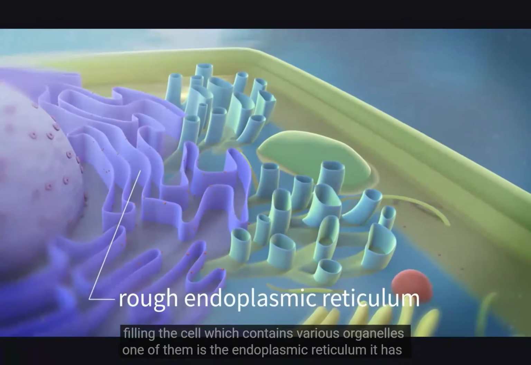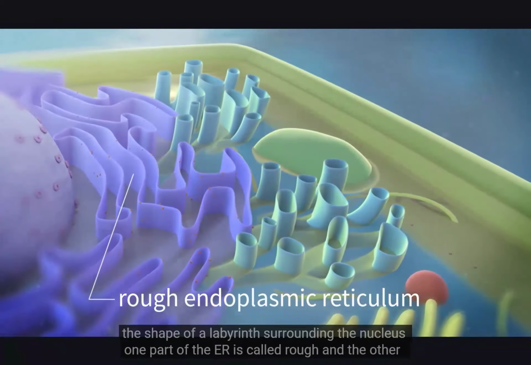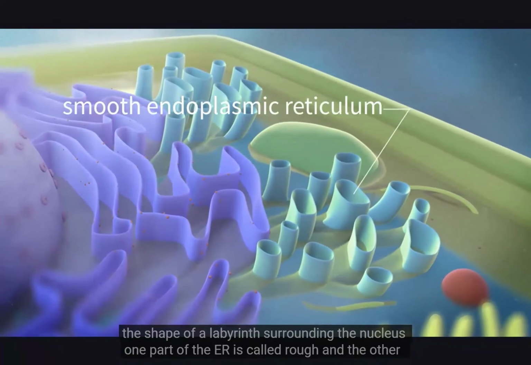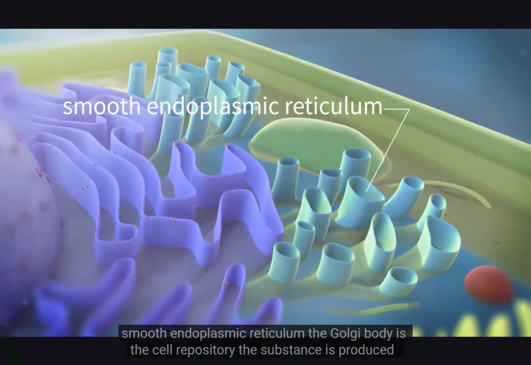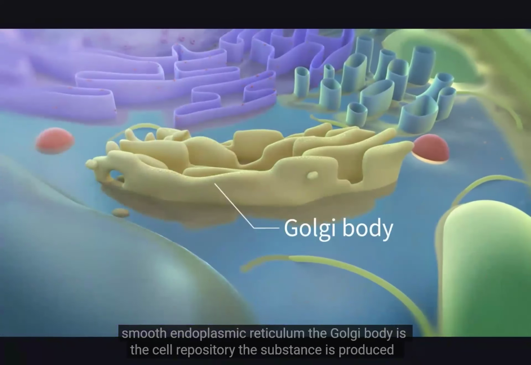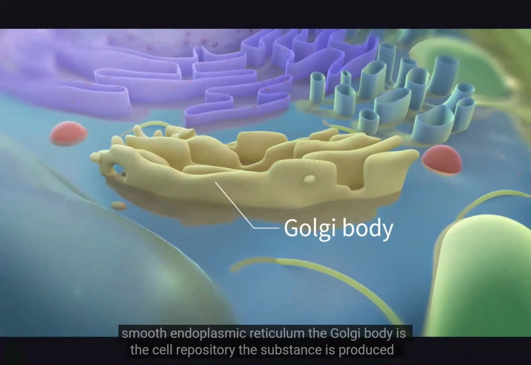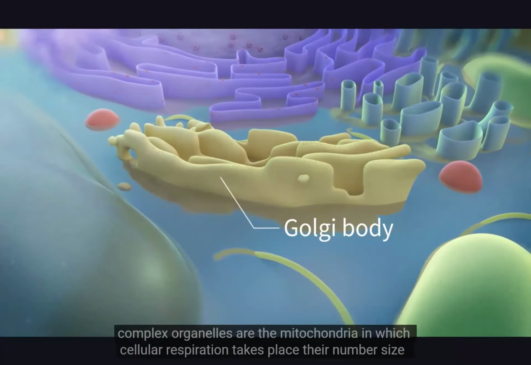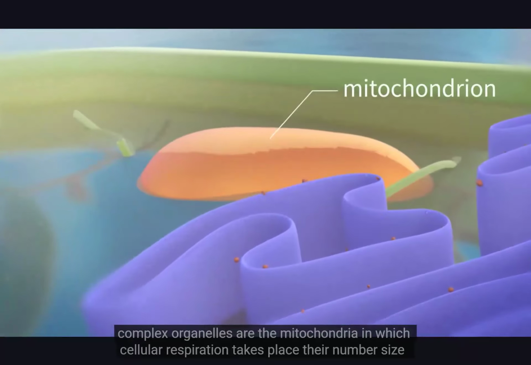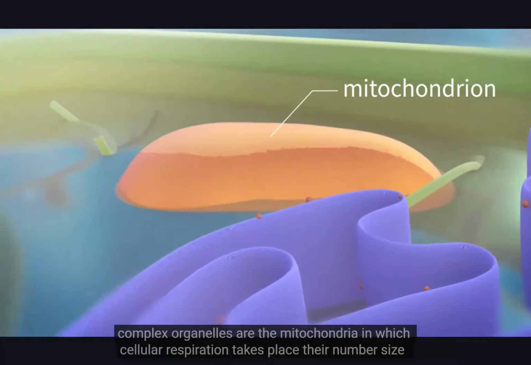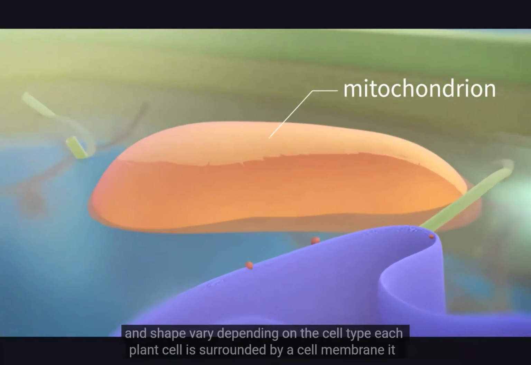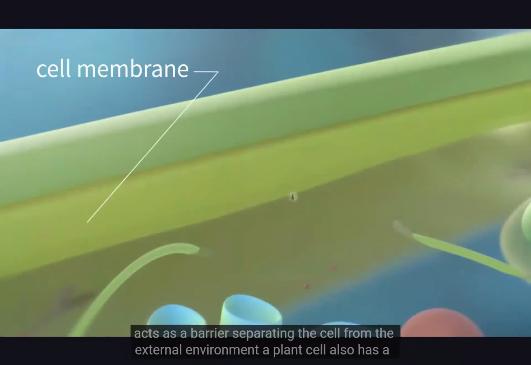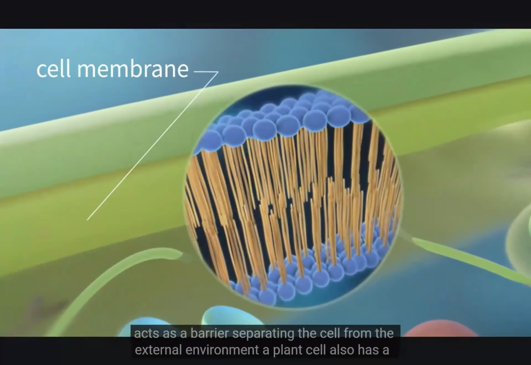One of them is the endoplasmic reticulum. It has the shape of a labyrinth surrounding the nucleus. One part of the ER is called rough, and the other smooth endoplasmic reticulum. The Golgi body is the cell repository. The substances produced in it are stored there and then transported to other parts of the cell. Among the more complex organelles are the mitochondria, in which cellular respiration takes place. Their number, size and shape vary depending on the cell type. Each plant cell is surrounded by a cell membrane. It acts as a barrier separating the cell from the external environment.